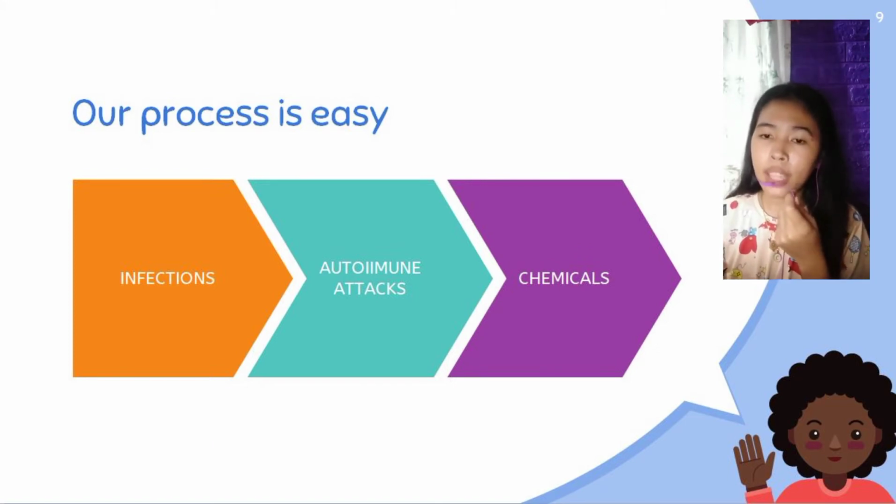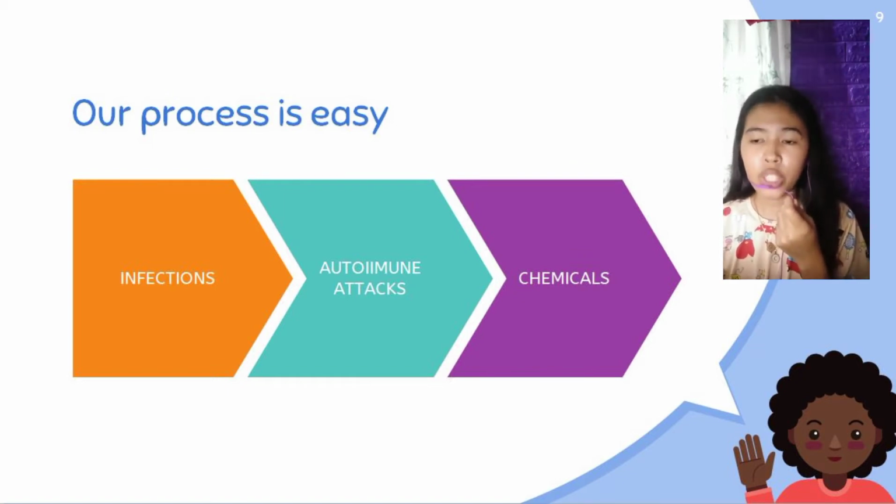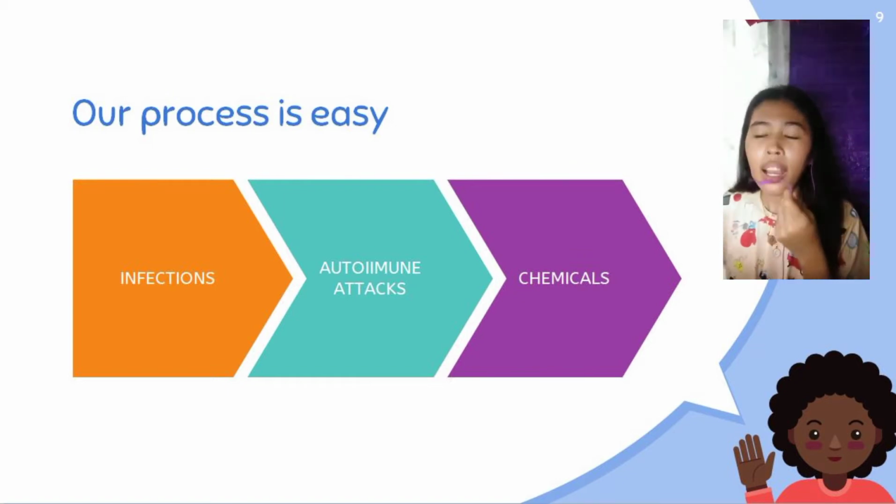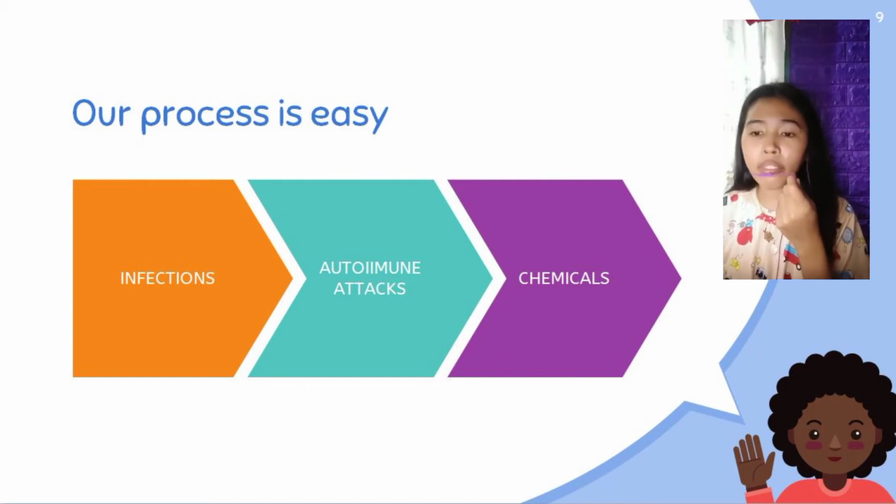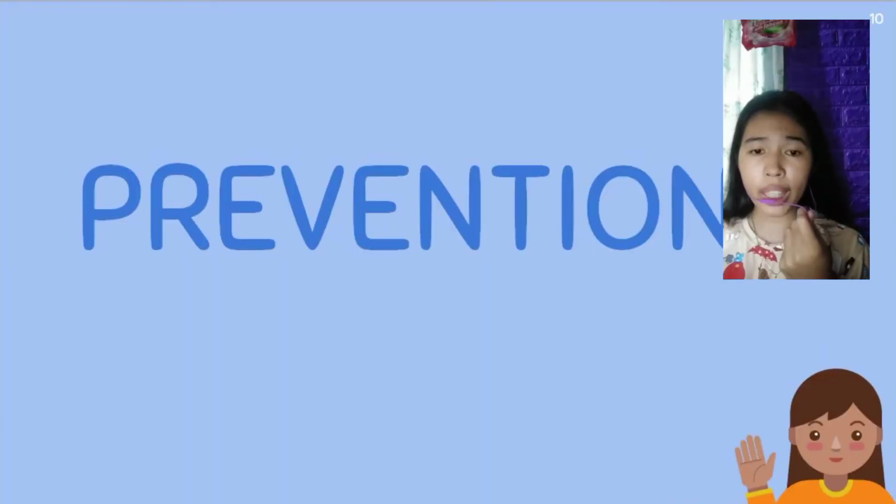And the last one is chemicals. Chemical disruption, such as those caused by drugs or metabolic changes, may alter the composition of inner ear fluid as well as its pressure and volume. How can you prevent it?